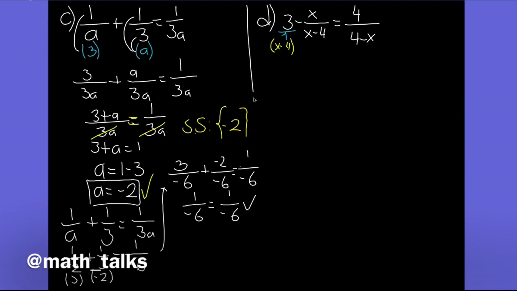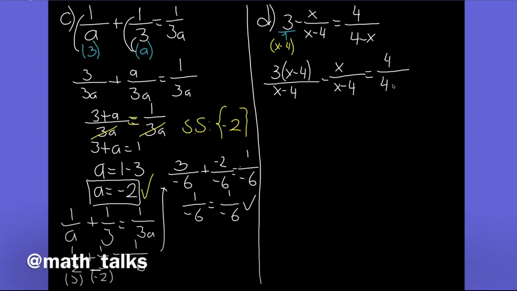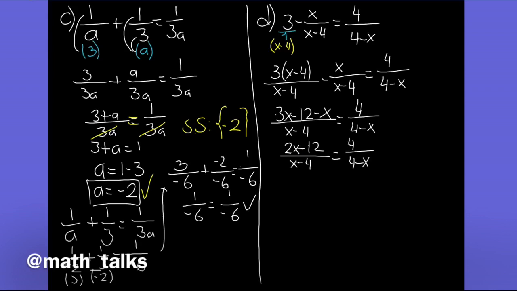So what will be? 3 multiplied by x minus 4 over x minus 4 minus x equals 4 over 4 minus x. Now because denominators are the same on the left side, you can write 3x minus 12 minus x over x minus 4 equals 4 over 4 minus x. 3x minus x is 2x, so 2x minus 12 over x minus 4 equals 4 over 4 minus x.